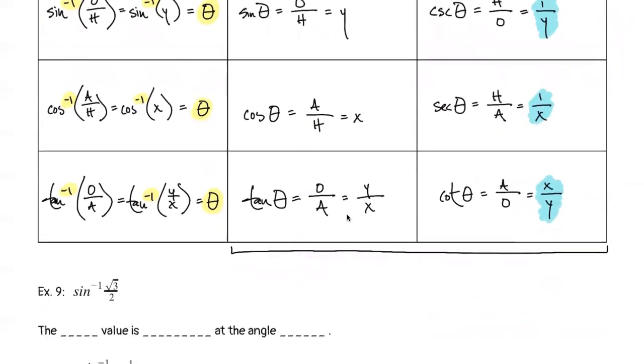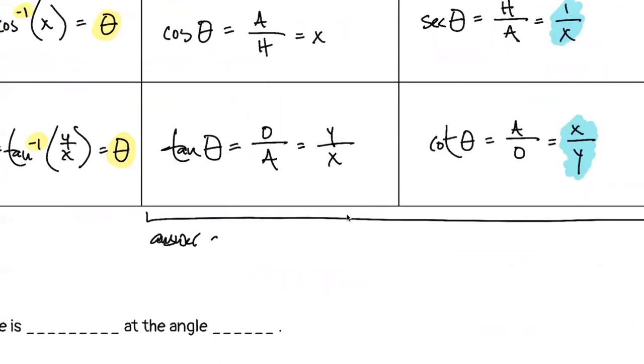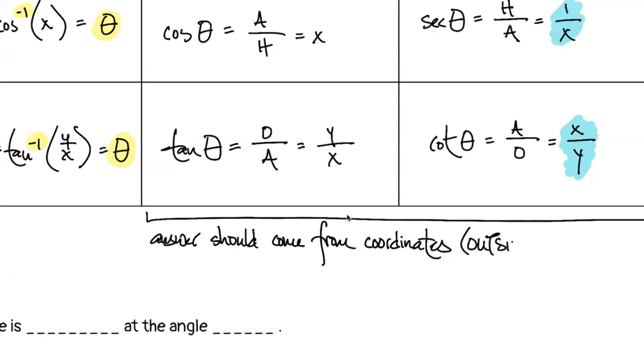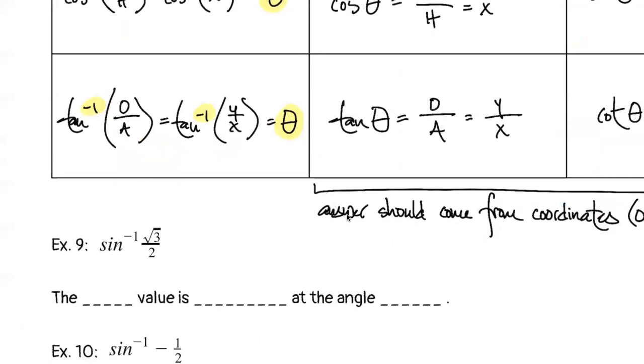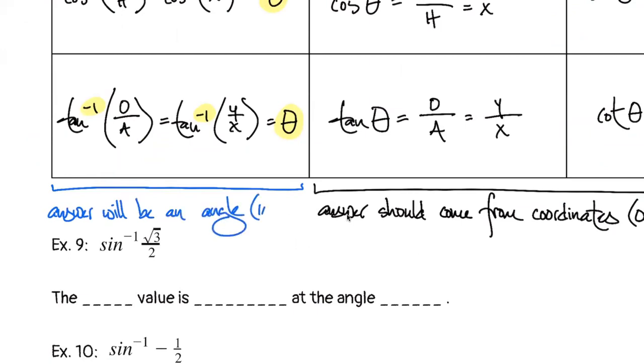Okay. So to kind of summarize that, if you have a main trig function or the reciprocal trig function, anything from the right two columns, your answer should come from the coordinates. We can think about that as we're using values from the outside of the unit circle. However, if we are looking for the inverse trig function, your answer will be an angle. In other words, we're finding answers from the inside of the unit circle.